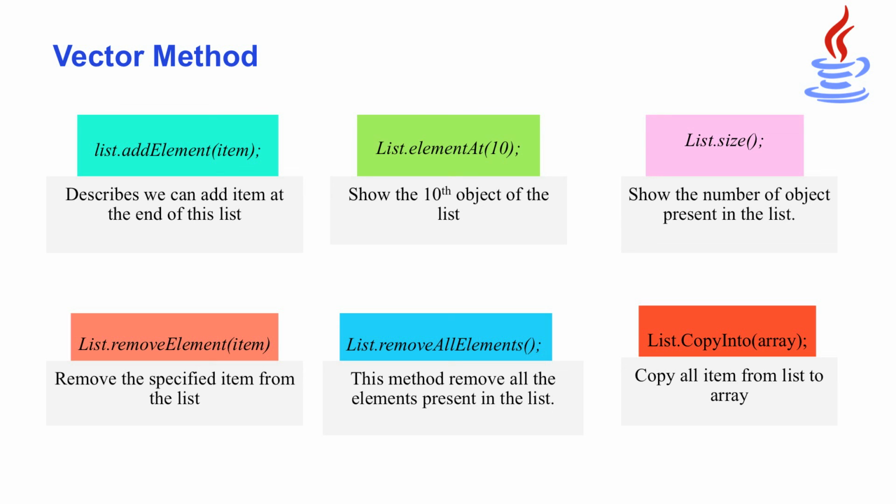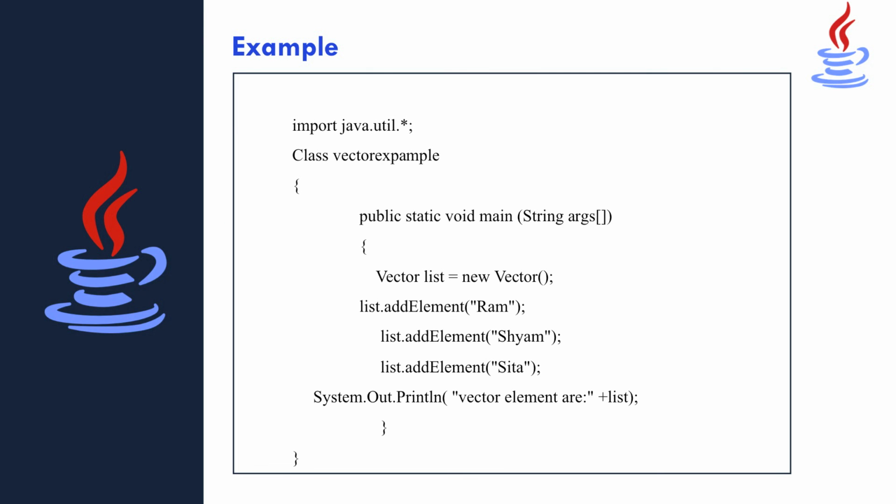And next one is list.removeAllElements. This method removes all elements present in the list. And next one is list.copyInto(array). This method copies all items from the list to an array. So these are the methods of vector which will be used in the program. Now I am going to show a program on vector, so let us understand with the help of an example.